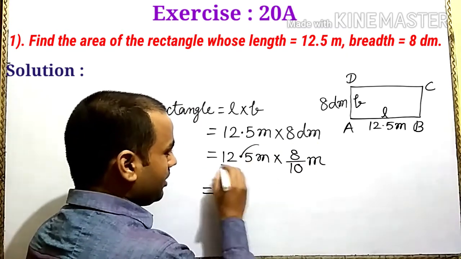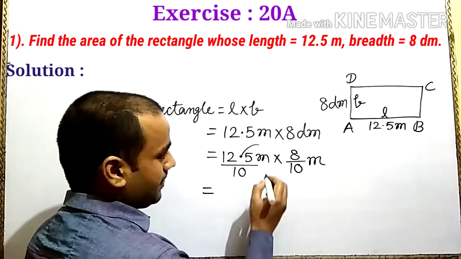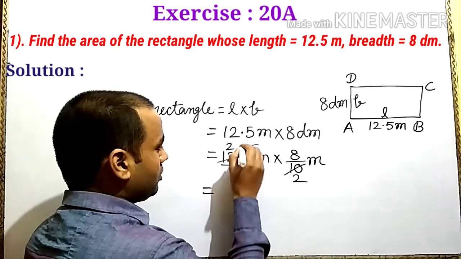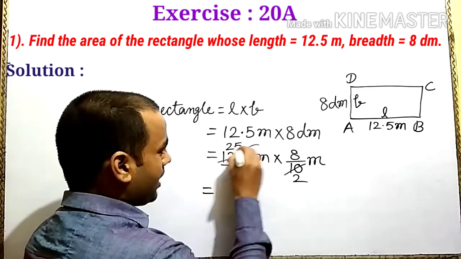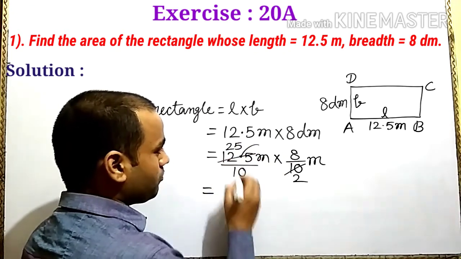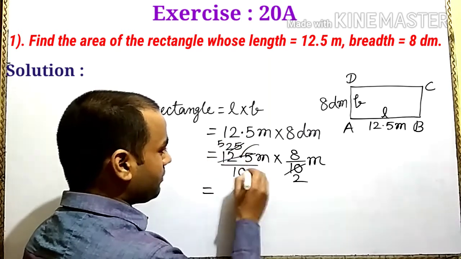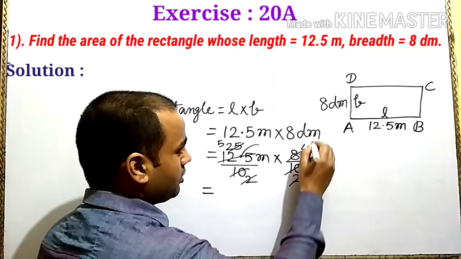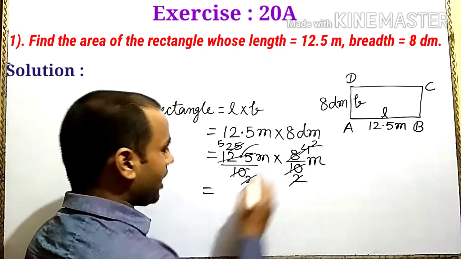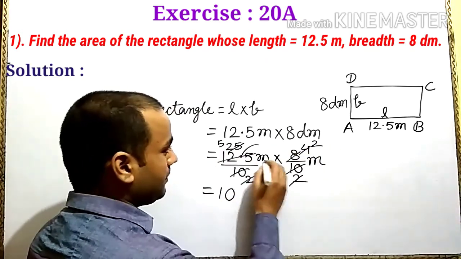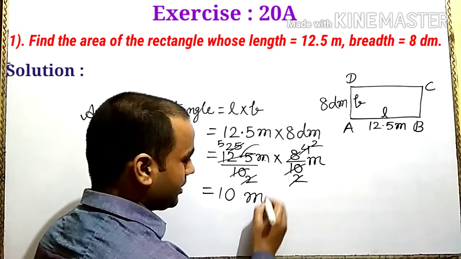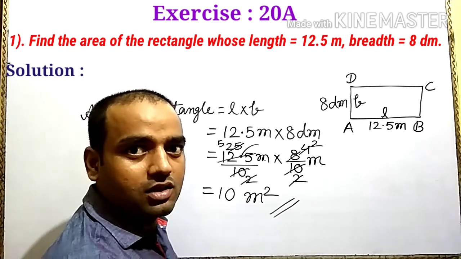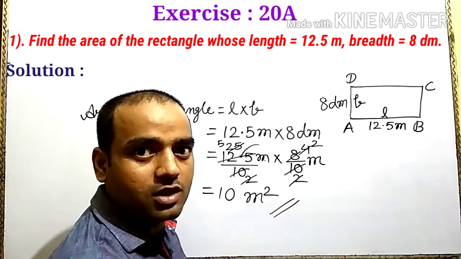Remove the decimal here and write 10. 5 twos are 10. 25 fives are 125. 5 fives are 25. 5 twos are 10. 2 fours are 8. 2 twos are 4. Remaining, 5 twos are 10 meter times meter, square meter. So this is your required answer. Is it clear? Now let us discuss question number 2.